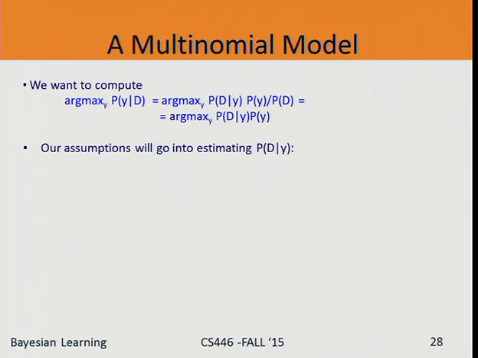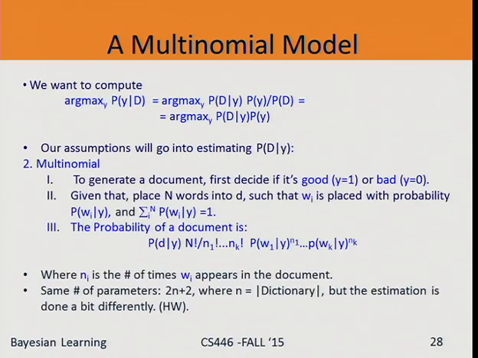Another way of thinking about it. Again, same thing, I want to compute P of D given Y. In this case, I'm going to assume a different way of modeling the generation of the document. First of all, as before, I'm deciding whether it's a good or bad document, a like or dislike document.